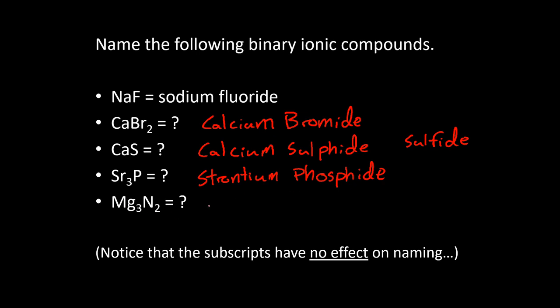And then the last one here, magnesium and nitrogen, is magnesium nitride. So nitrogen becomes nitride.